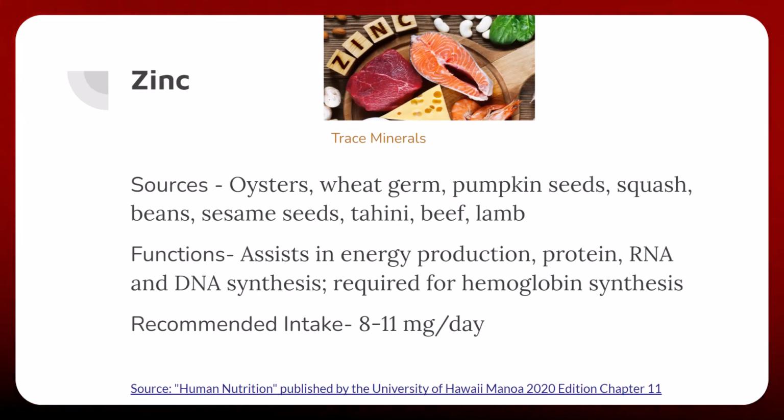Sources include, this is zinc, oysters, wheat germ, pumpkin seeds, squash, beans, sesame seeds, tahini, beef, and lamb. Functions are to assist in energy production, protein, RNA, and DNA synthesis. And this zinc is also required for hemoglobin synthesis. The recommended intake is 8 to 11 milligrams per day.